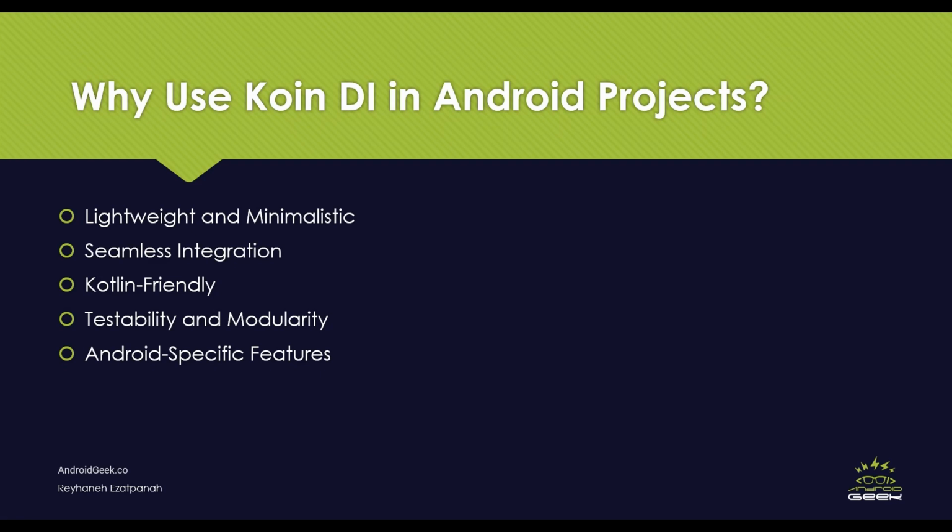And the last thing that I want to mention here, Android specific feature. Koin provides a built-in support for Android specific feature, such as ability to inject Android context instance and seamlessly handle lifecycle related operation. It offers lifecycle scope that automatically manage dependency based on the lifecycle states of an Android component, reducing the risk of memory leak.